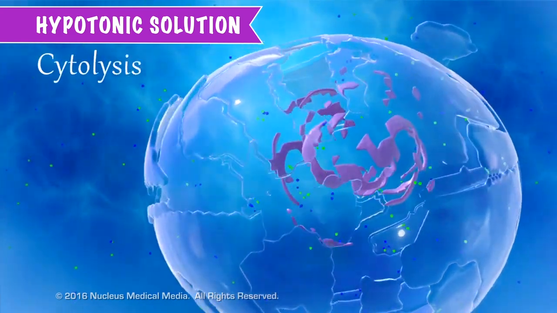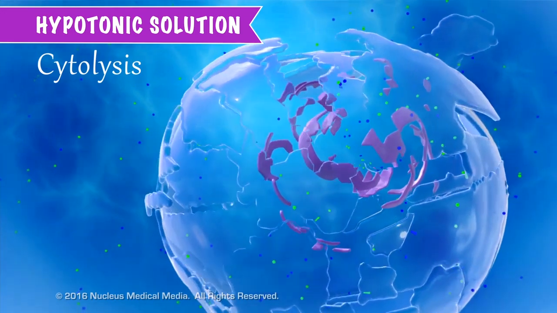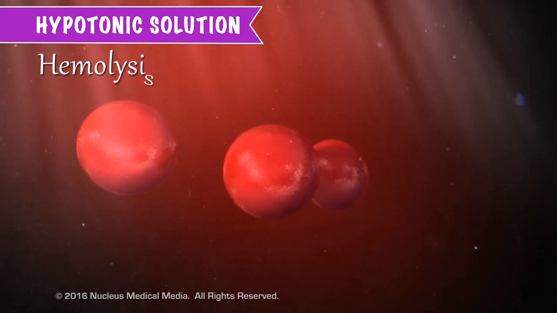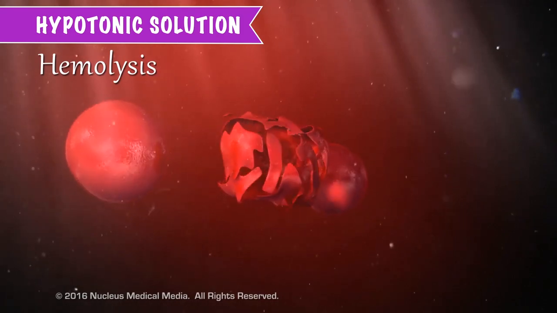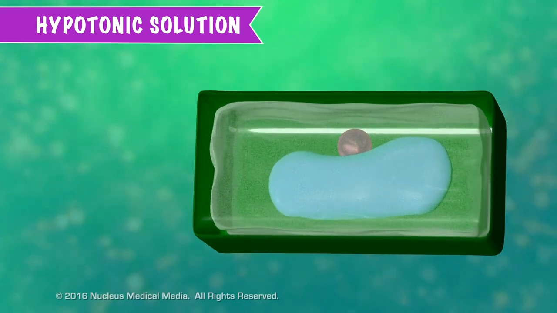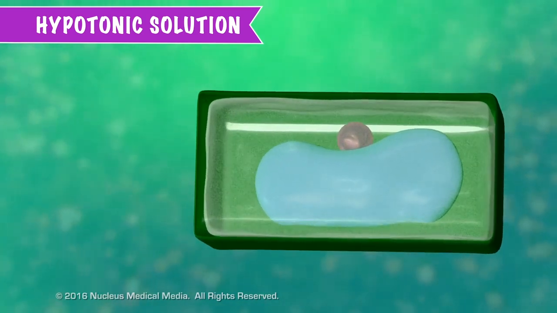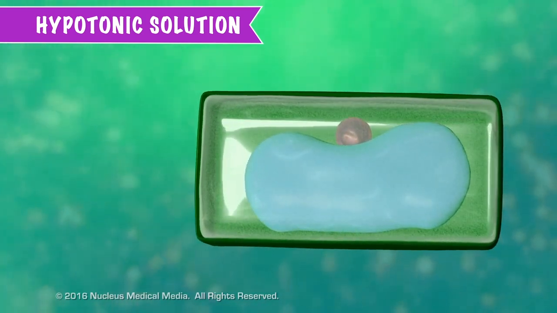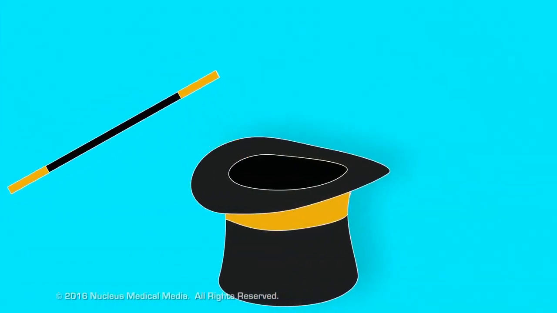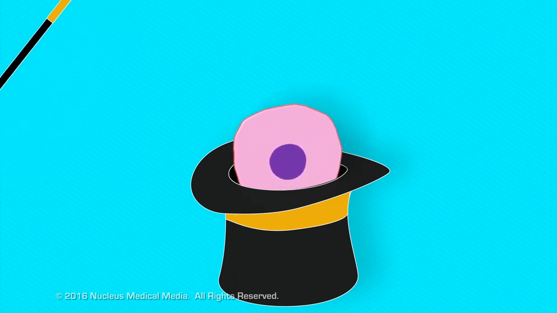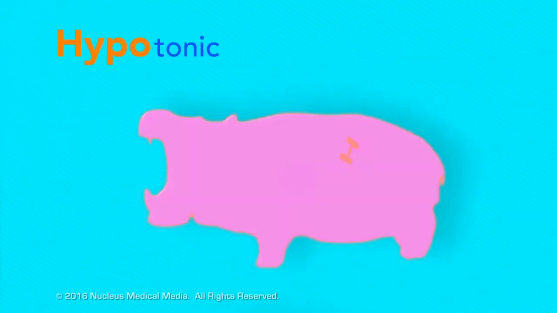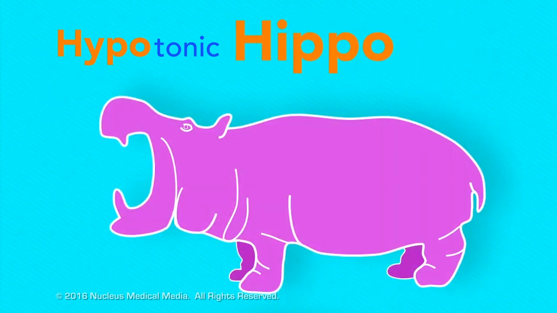This is called cytolysis. Cytolysis in red blood cells is called hemolysis. Cytolysis doesn't happen in plant cells because the rigid cell wall prevents the cells from bursting. Here's a little trick to remember that hypotonic solutions cause a cell to swell rather than shrivel. When you think of hypo, think of a big swollen hippopotamus, or hippo for short.